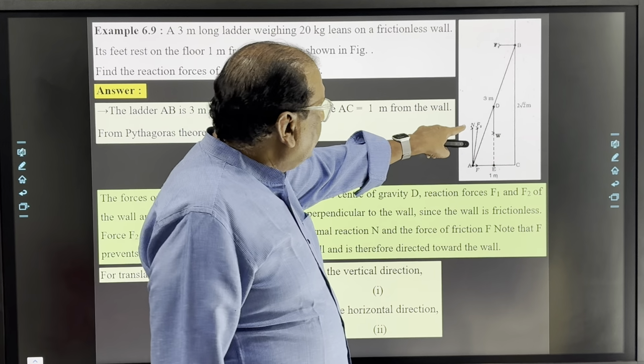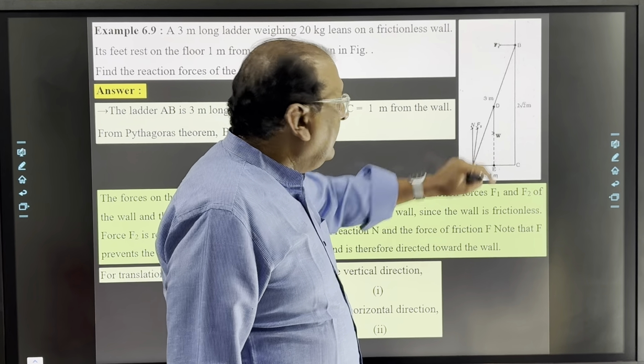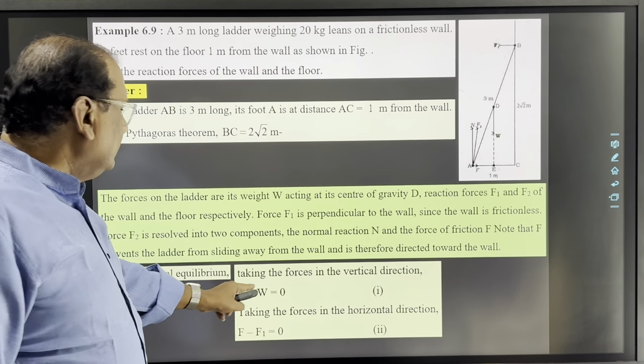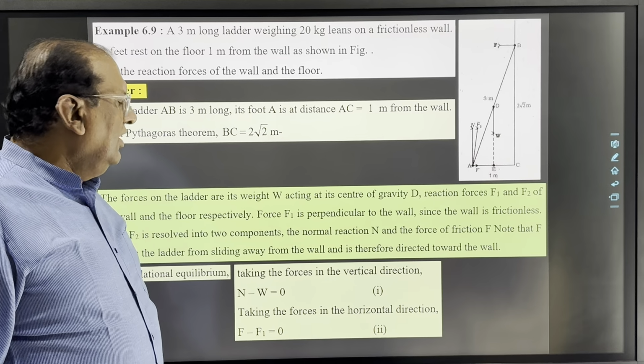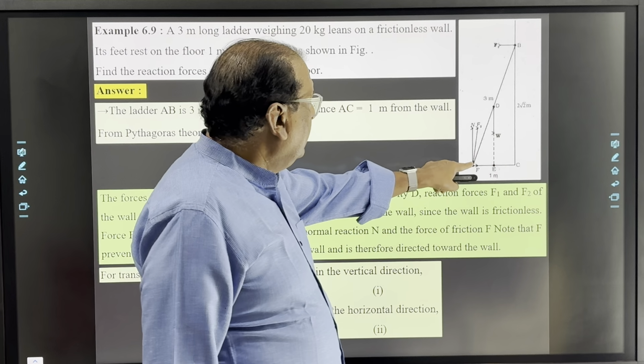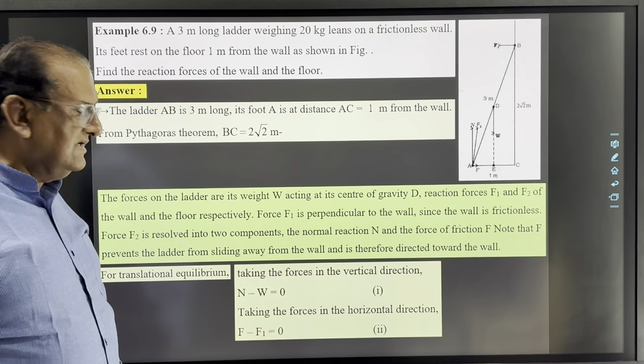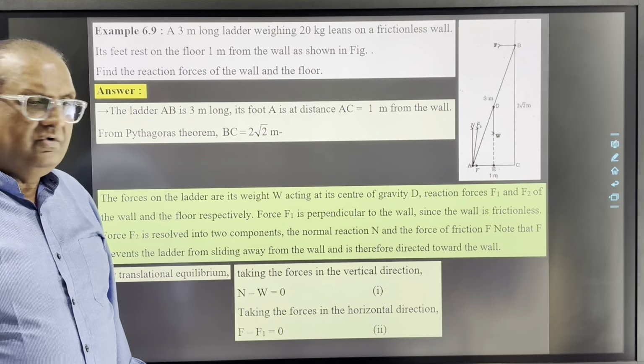Vertical: normal reaction N upward and W downward. So N minus W equal to 0. Horizontal forces: friction and F1. So we can write F minus F1 equal to 0.